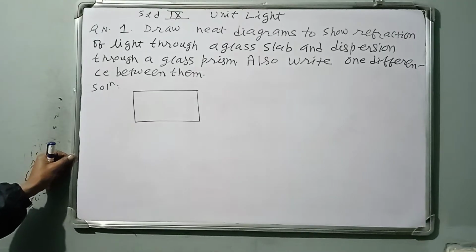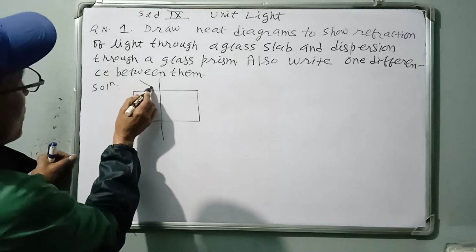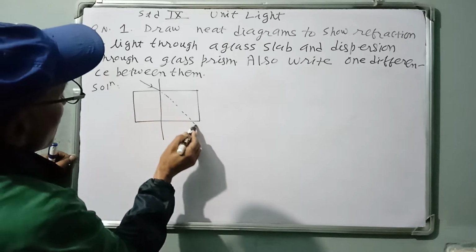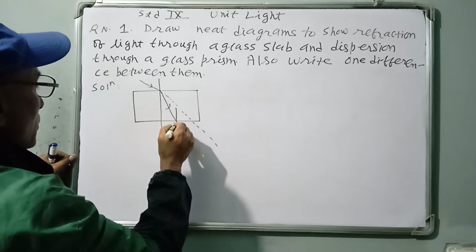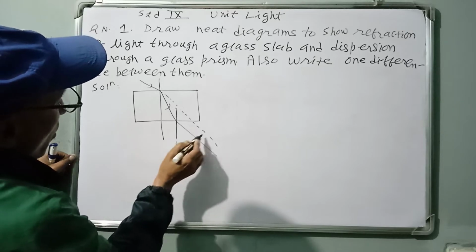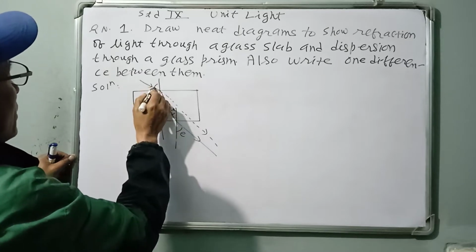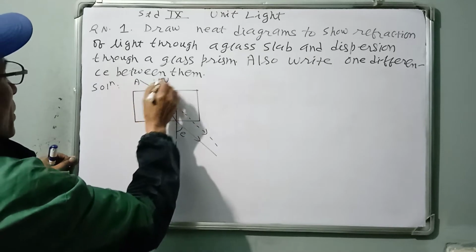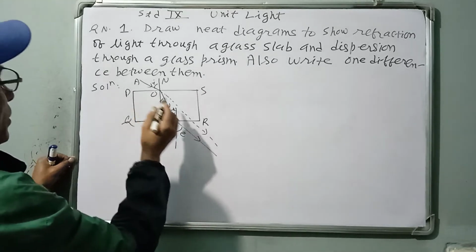This is a glass slab, rectangular in shape. Perpendicular, incident ray, straight, bent towards the normal or perpendicular, straight but bent away from the normal. PQRS is a glass slab.